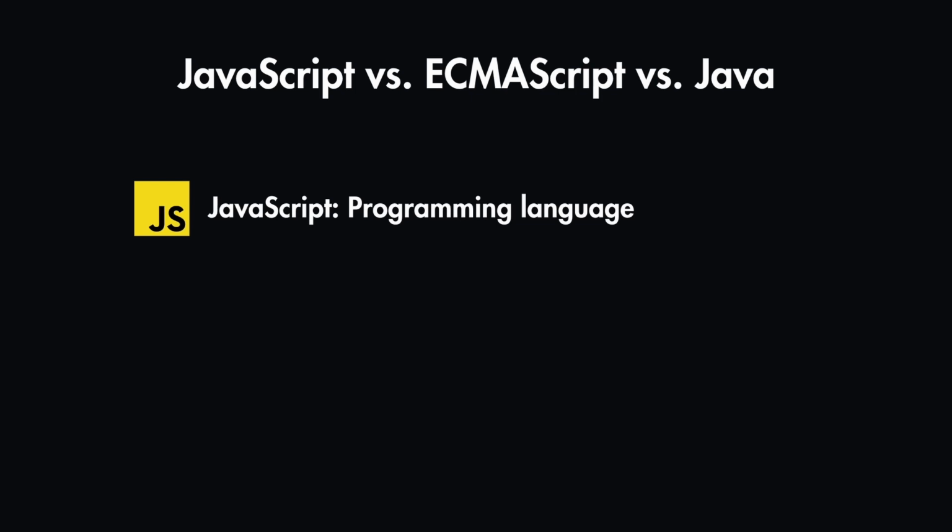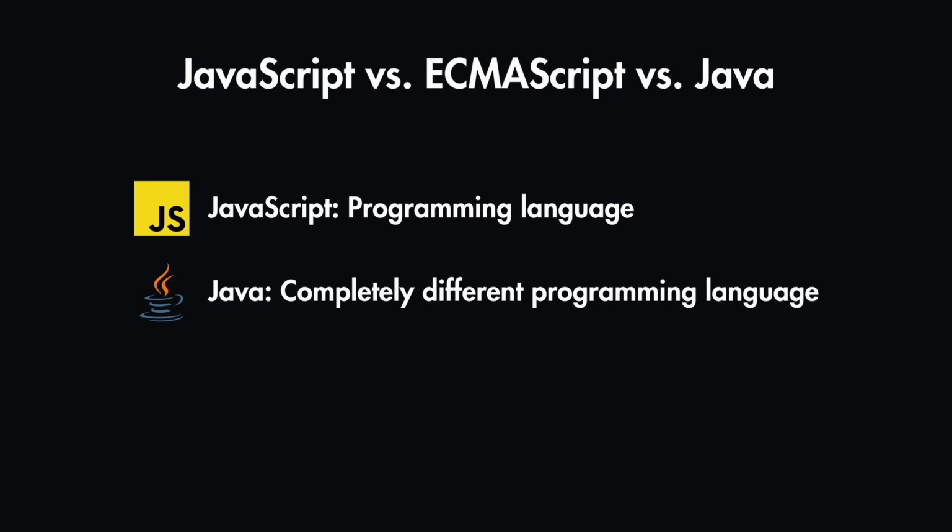Now, on the other hand, Java is a completely separate programming language, and while the names might sound similar, Java and JavaScript have very little in common in terms of syntax. Java is a general-purpose language. Often it is used for building large-scale applications, while JavaScript is primarily used for web development and related technologies.